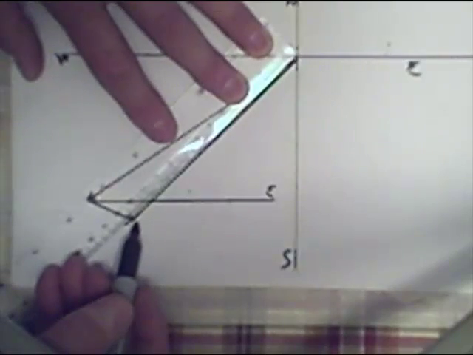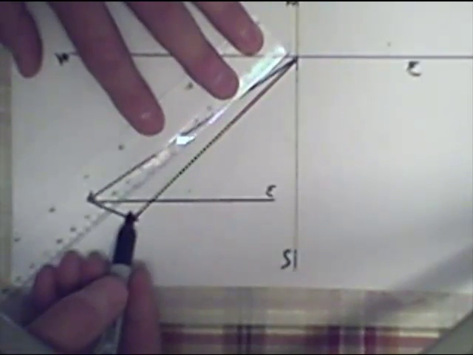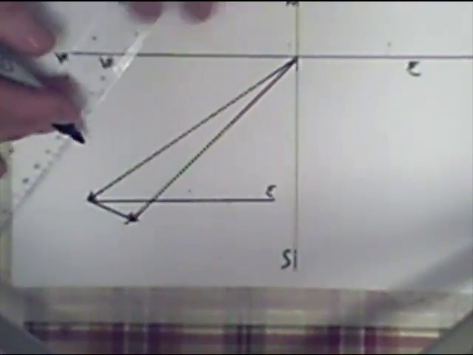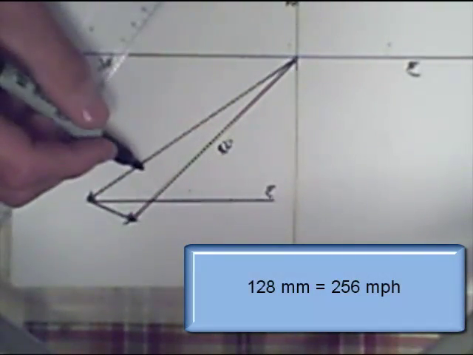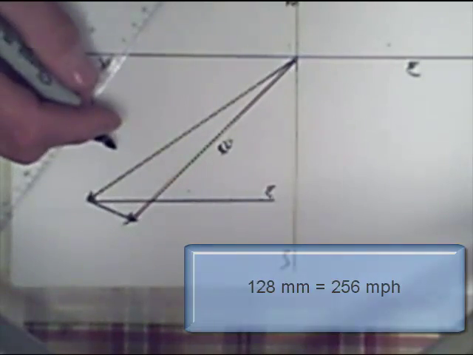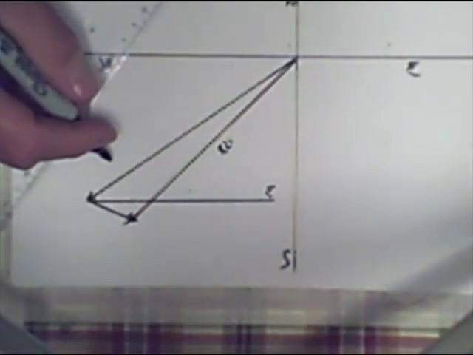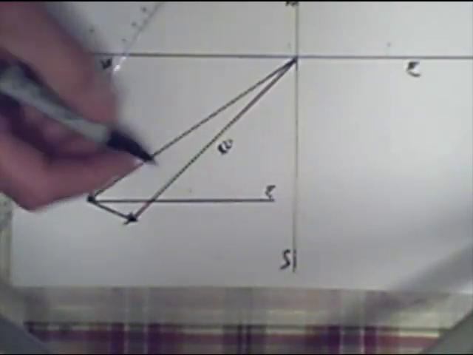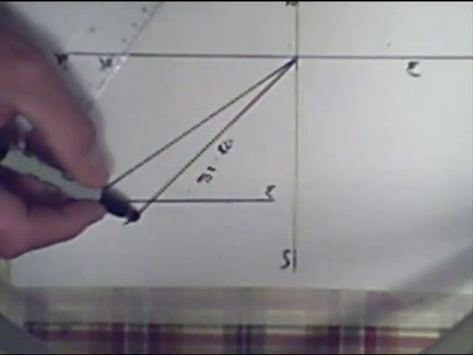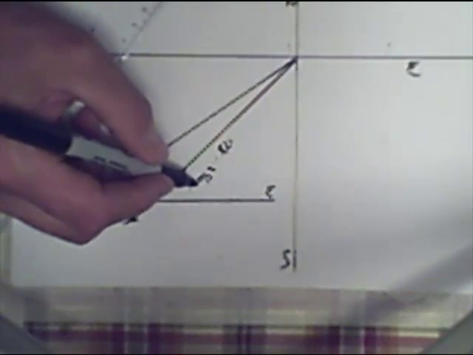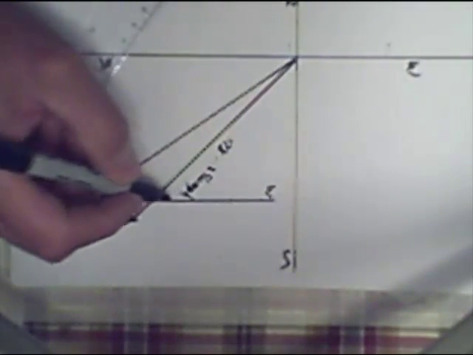When I measure it, I'm getting 128 millimeters. Well, in our scale, we double that. 128 would be 256. So I know that the length of my overall vector is 256 miles per hour.